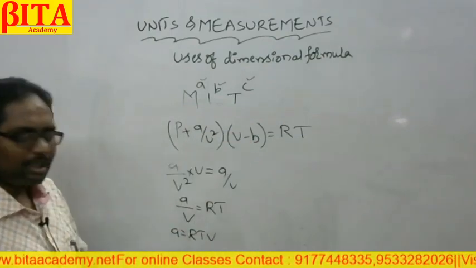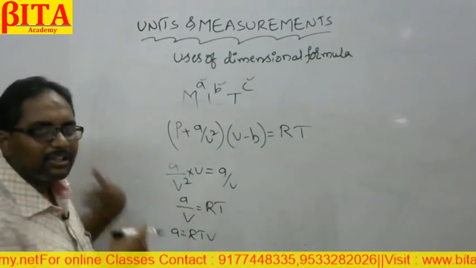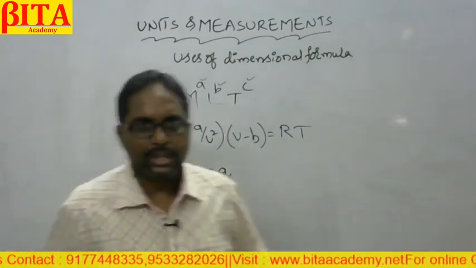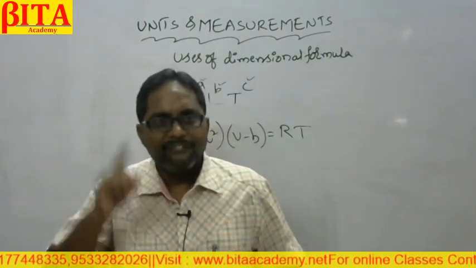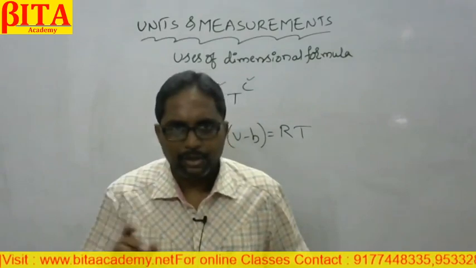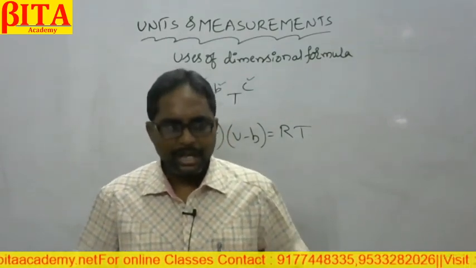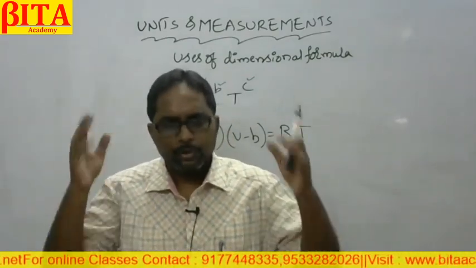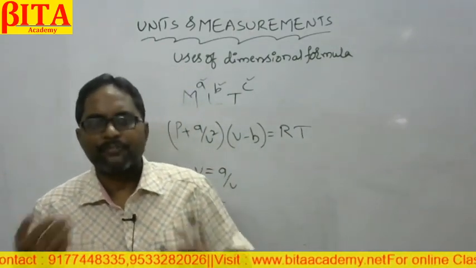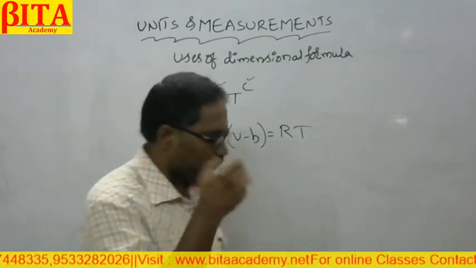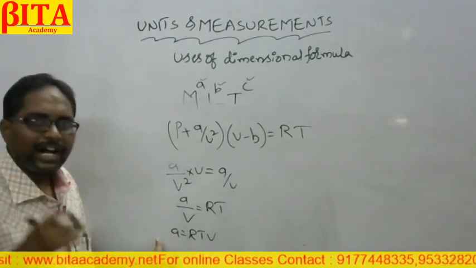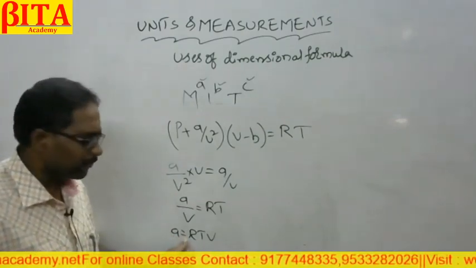That means whatever dimensional formula RT into V has, that dimensional formula will be there for A, according to the principle of homogeneity. And maybe you know that according to the principle of homogeneity, every term in that particular equation must have the same dimensional formula, otherwise that equation will be wrong. Almost all equations are right in accordance with the dimensional formula, except a few in a particular condition. So now first let us find the dimensional formula of A.